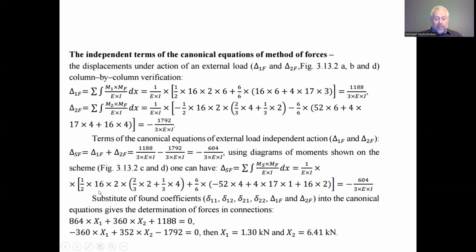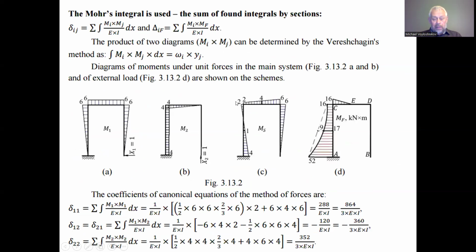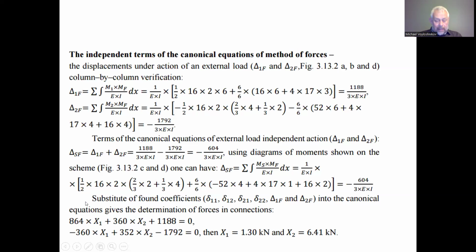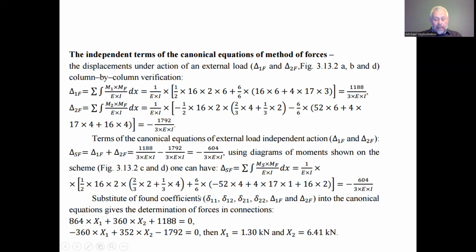We use for the left side the Vereshchagin rule. This is the area of the segment, this one segment product by the very small magnitude of the diagram of the trapezoid shape or the total diagram of unit bending under unit force, and each is in the brackets here determination of this magnitude because the trapezoid one side is 2, the other side is 6, and the product plus the next summand in this Mohr integral we determined by the Simpson rule as well.